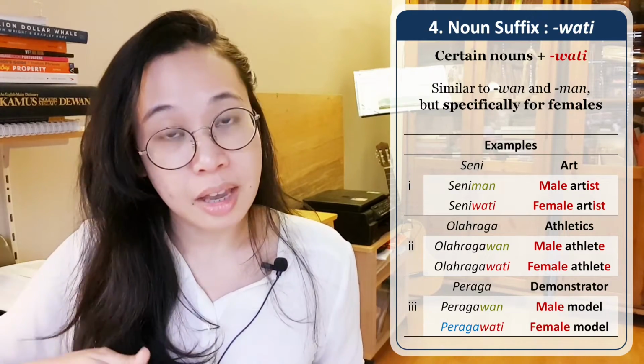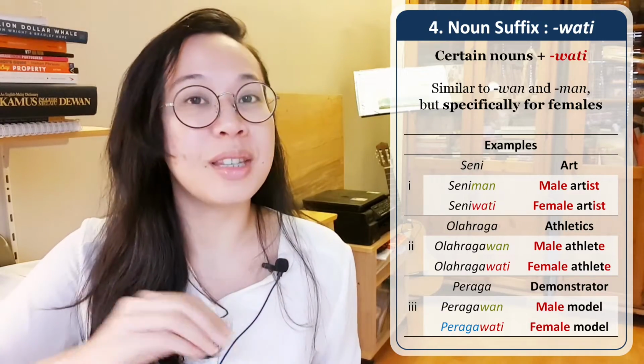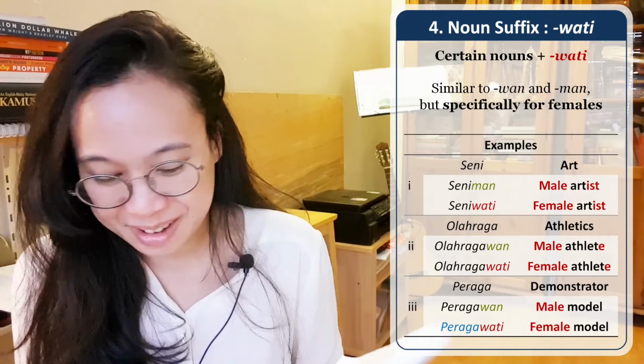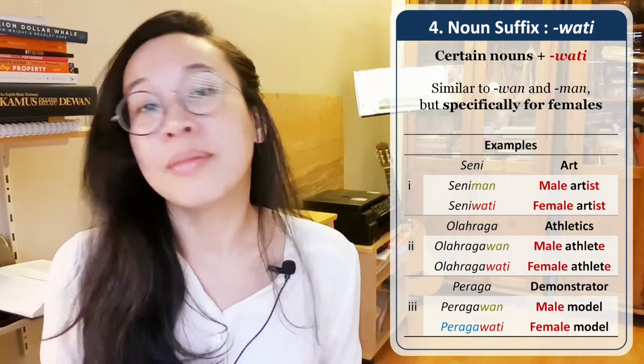Olahragawati is a female athlete. For a male athlete, it's just olahragawan. We don't say olahragaman, we say olahragawan. I don't know why some things are different. And then you have peragawati.